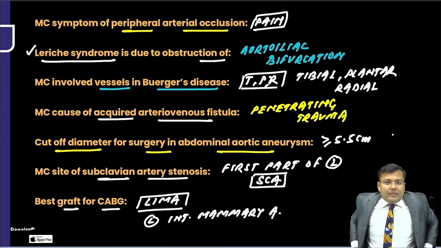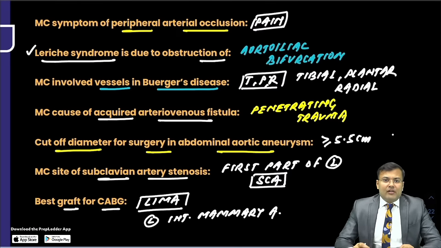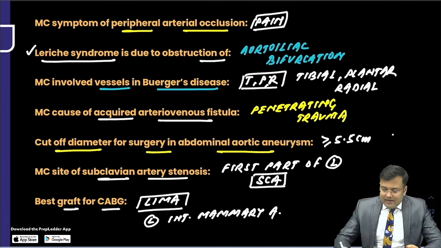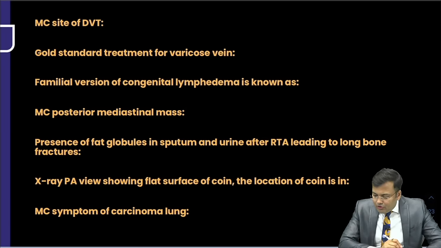And what is the most commonly used graft? That is the long saphenous vein. Most commonly used graft, long saphenous vein, and best graft, LIMA. Next, what is the most common site of DVT? Tell me, guys. Most common site of DVT.